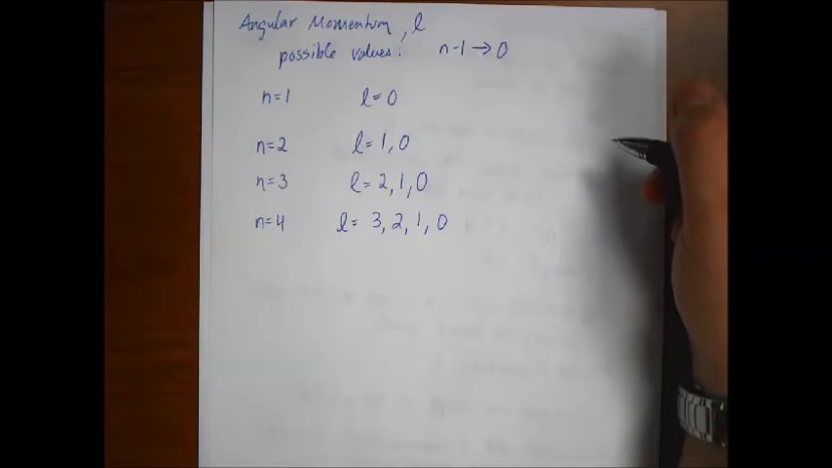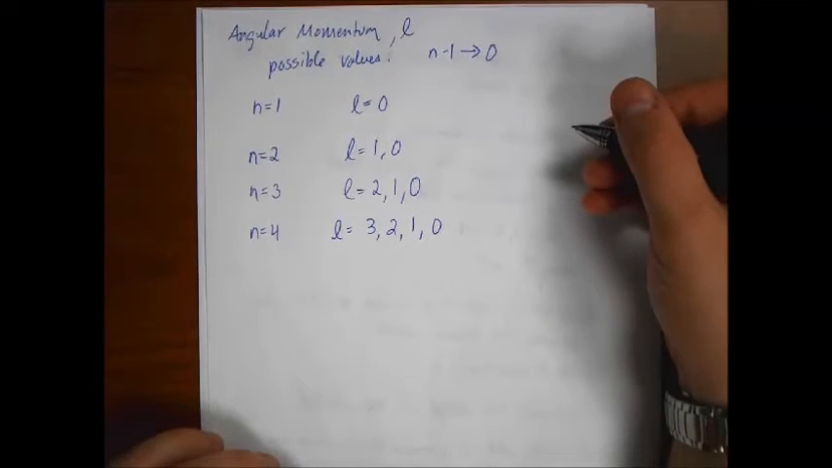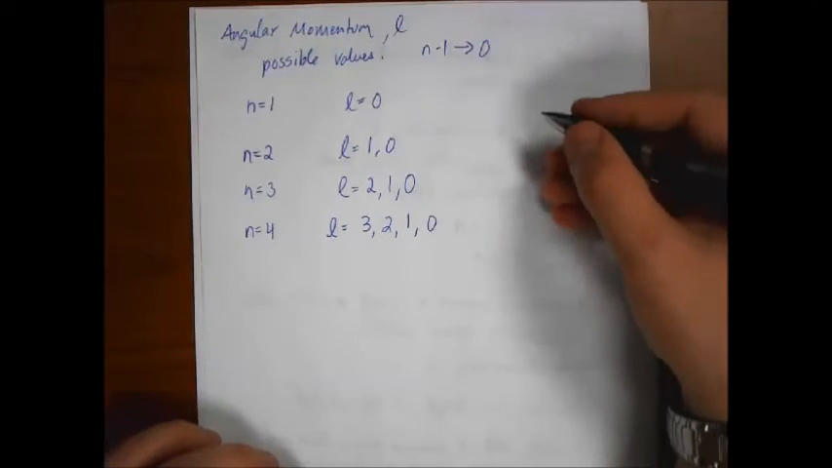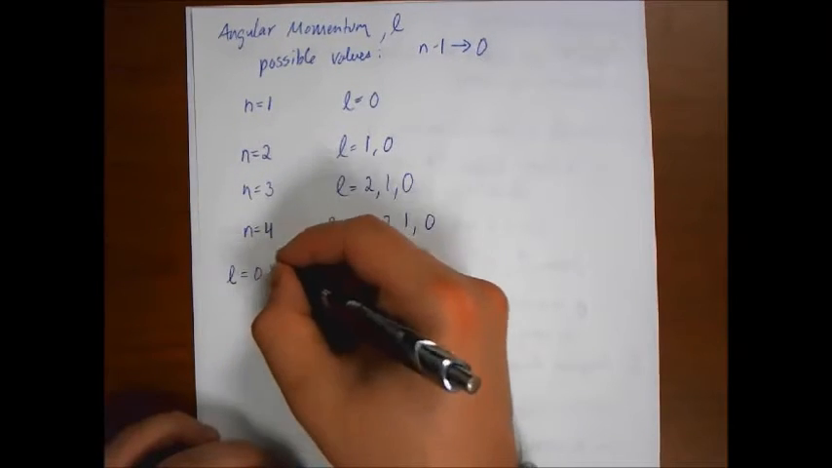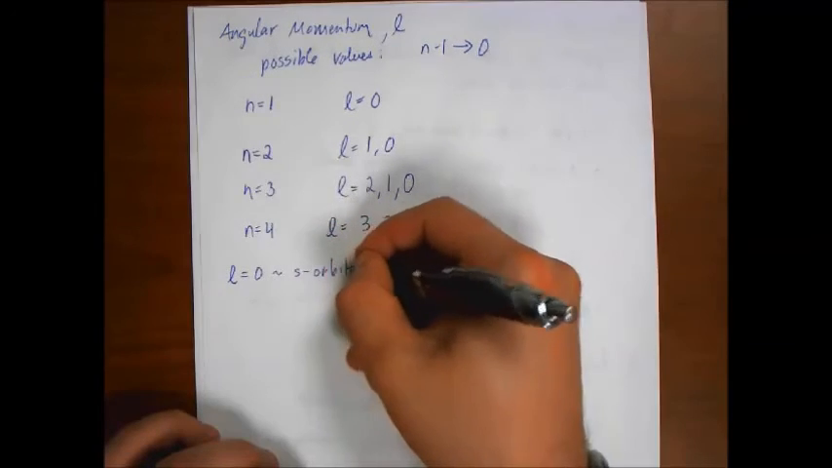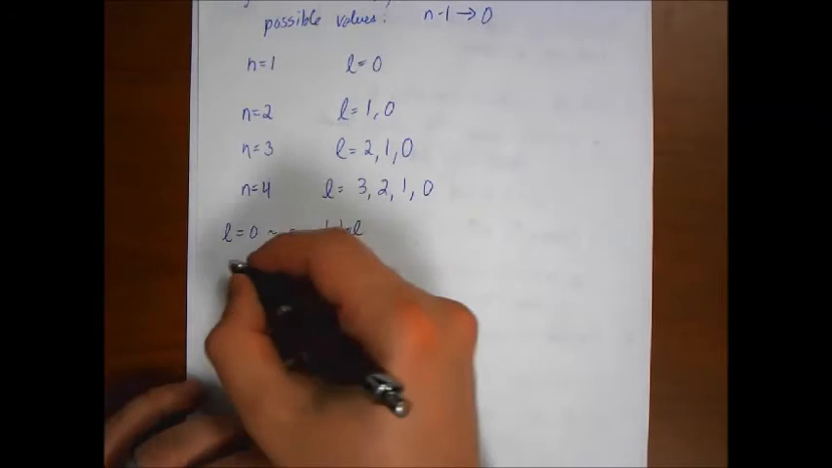Now, what does this mean, though? So what do these numbers mean? Well, it turns out that these numbers actually correspond to different shapes. So the L orbital, so L is equal to 0, turns out that this is an s orbital. So when the L quantum number is equal to 0, you have an s orbital.